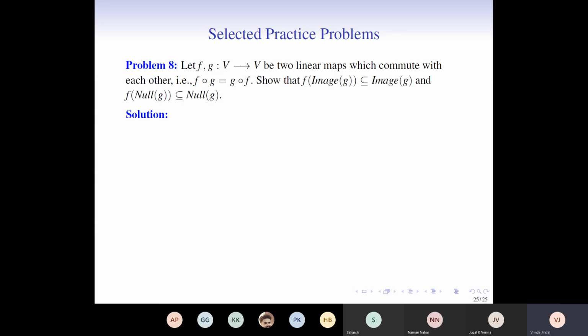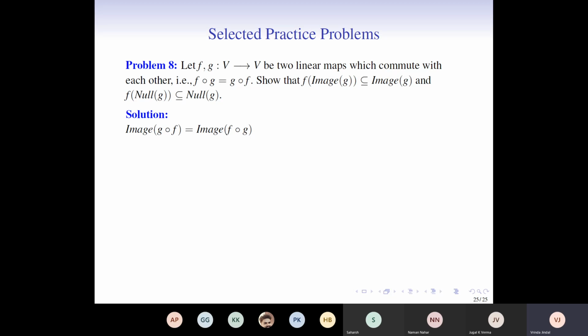So what does this say? Let f and g be two linear maps which commute with each other. What does commuting mean? It means that f of g of some vector is the same as g of f of some vector. In order for this to happen, the range and domain, these two vector spaces should be equal. So this is a property that holds for f and g, and we need to show that f of image of g is a subset of image of g, and a similar formula for the null space. So first we'll prove it for the image of g.